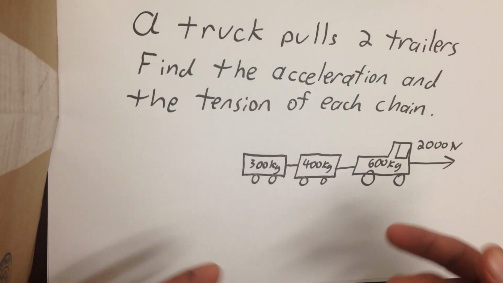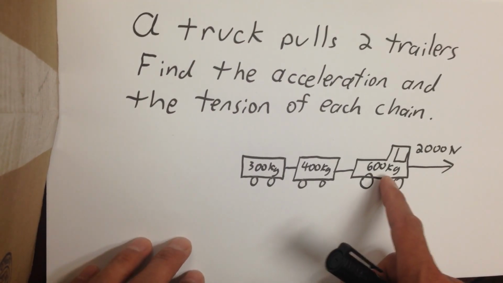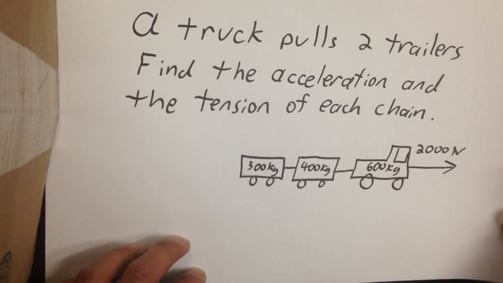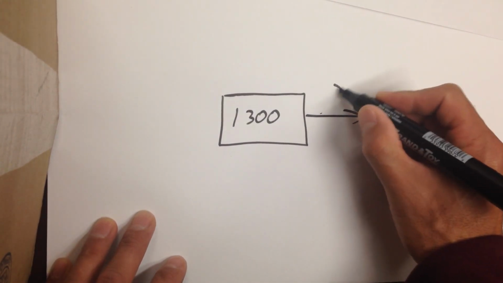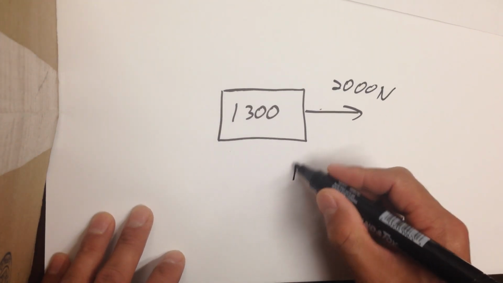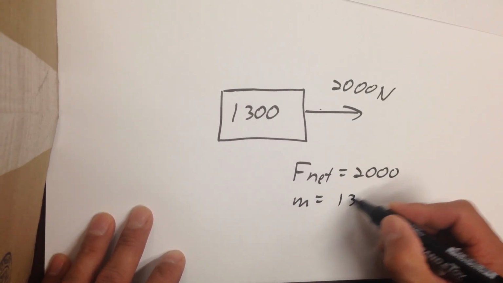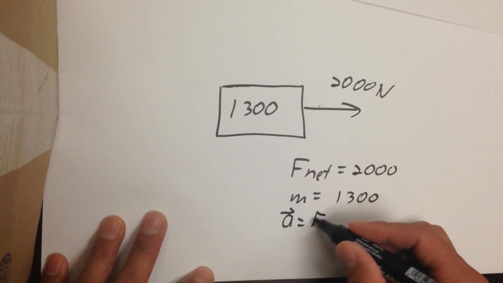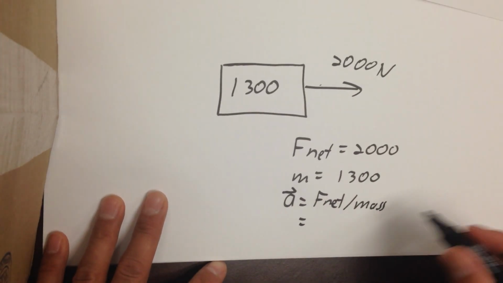So the first thing we're going to do is find the acceleration of the entire system. What I'm going to do is model this as a single block, adding up all these masses and incorporating this force. So we have, that's 1,300 kilograms being pulled by 2,000 newtons. So here our net force is 2,000. Our mass is 1,300 kilograms. So our acceleration by Newton's second law is the net force divided by the mass. So that's 2,000 divided by 1,300.